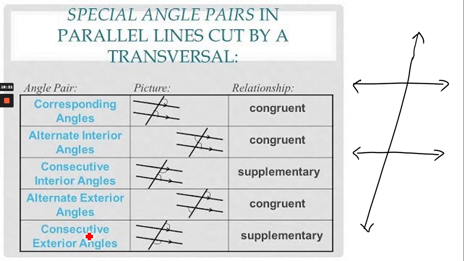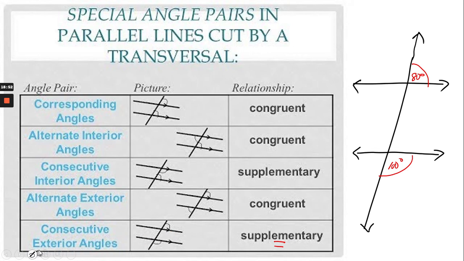Consecutive exterior angles. Consecutive exterior angles are always supplementary. So the sum is 180. Consecutive exterior are this and this. They are both at the exterior and they are both on the same side. So if this is 80, this is 100 because the sum is 180. They are supplementary to each other.